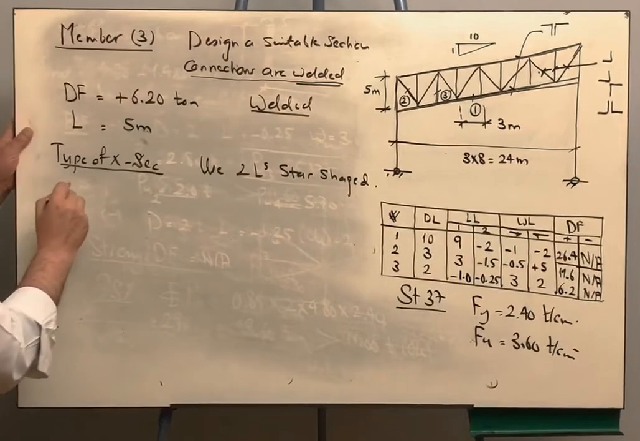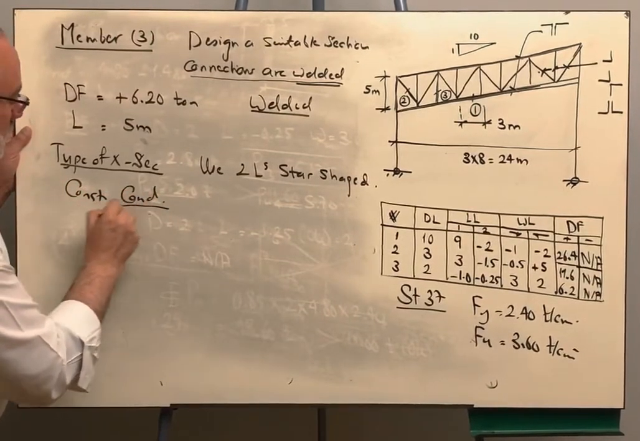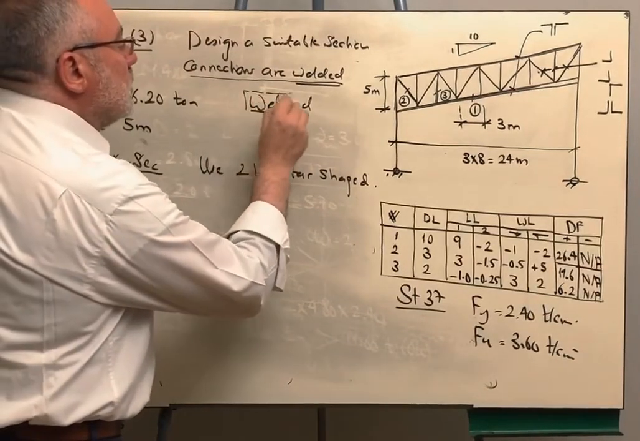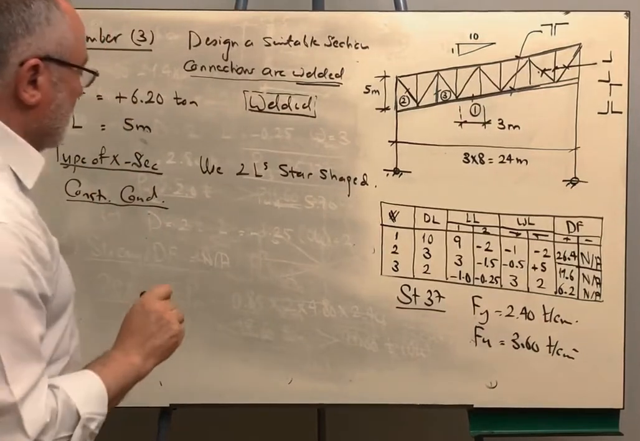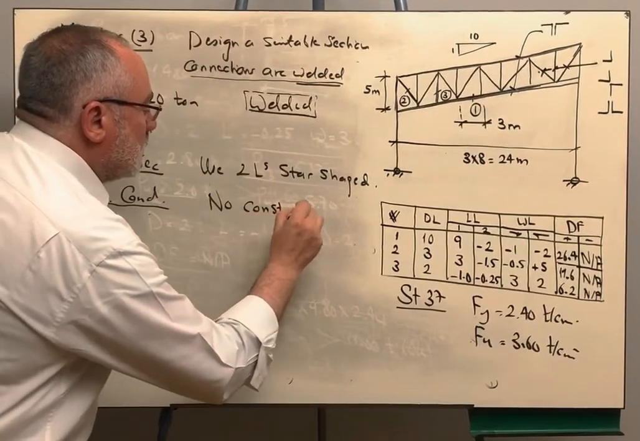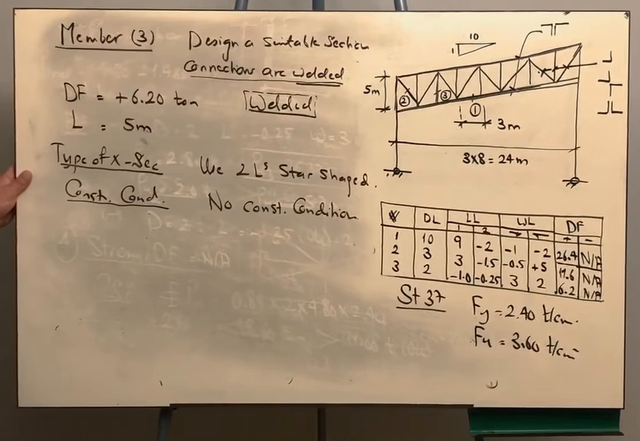Okay? For the construction, we don't have construction condition. There is no limitation on the difference between A and T because we are not installing anything there. So I don't have any construction condition because the member is welded.